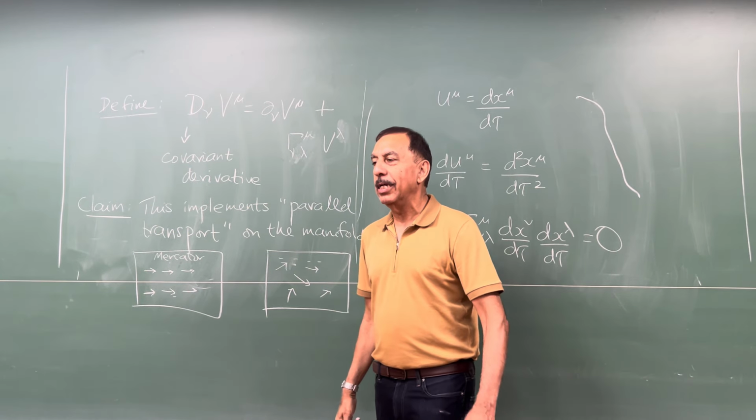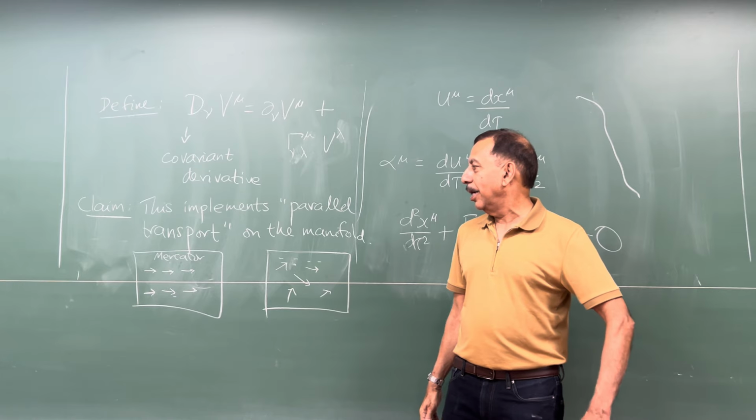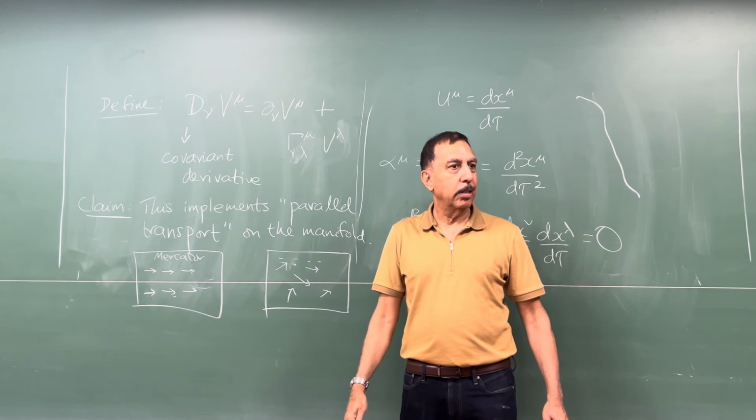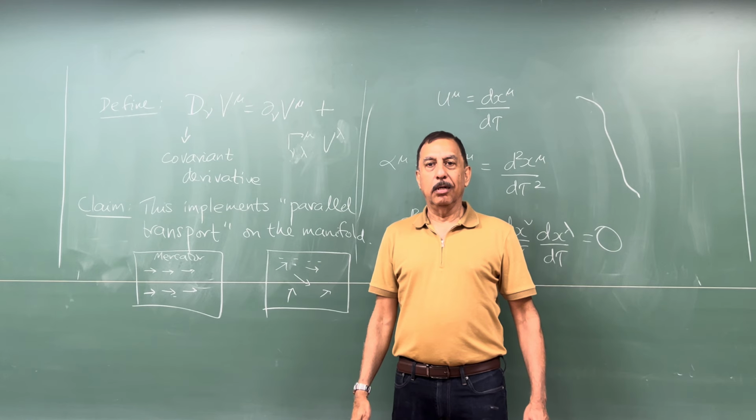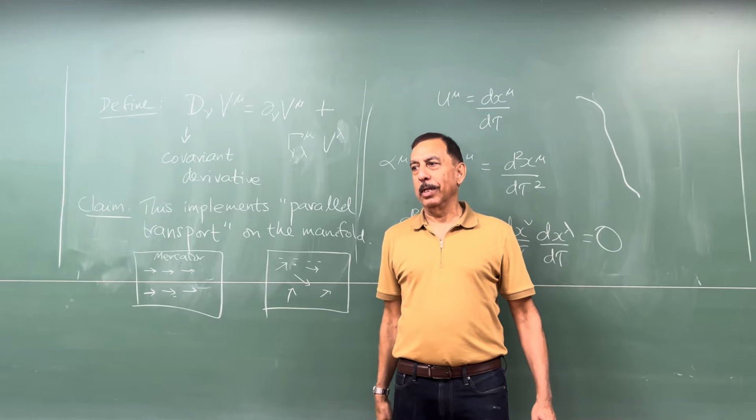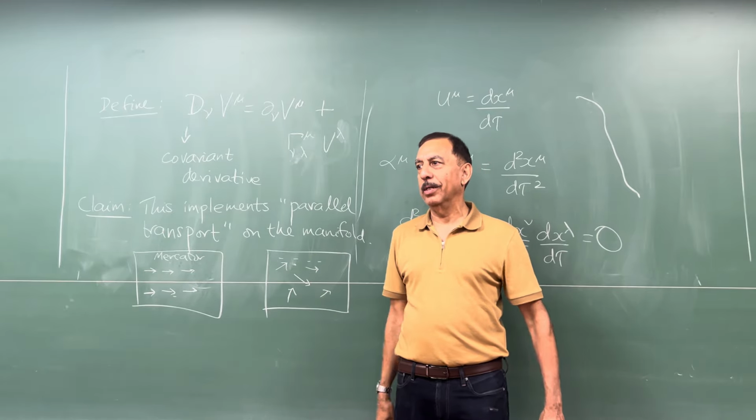So if you tell somebody, I want all my vectors to be parallel on a segment of a map, they will not agree depending on what map they are using. This is exactly the same phenomenon.